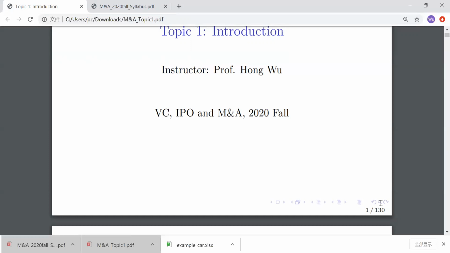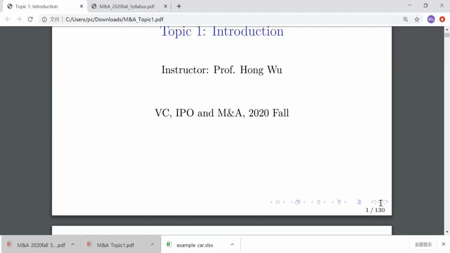What are the reasons why, historically, there are periods of high merger acquisition activity and periods of low merger acquisition activity? So we're gonna talk about those. We'll also talk about how to evaluate the market reactions to merger acquisition.